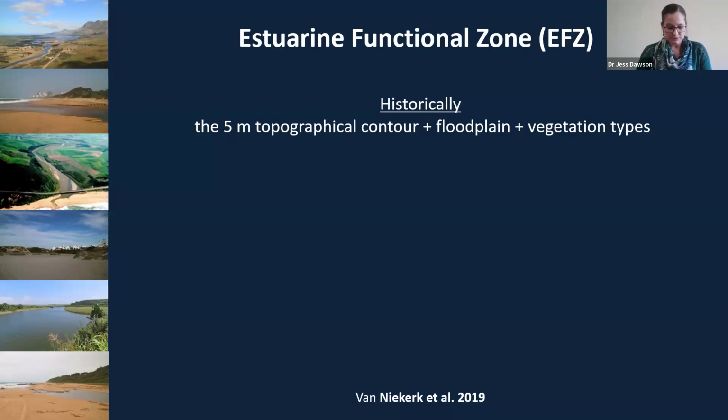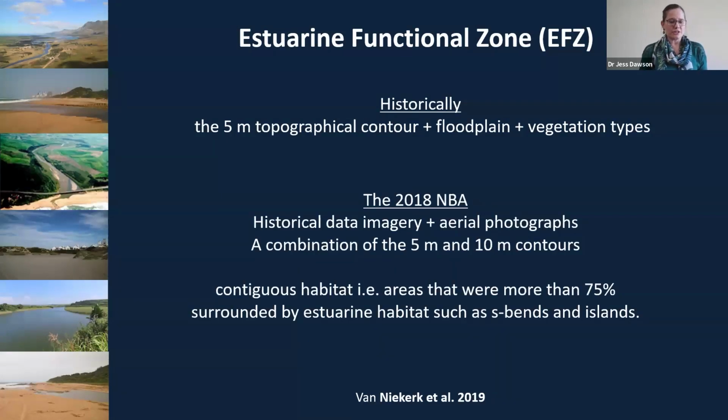More recently, in the NBA, the National Biodiversity Assessment, they've changed and improved this delineation by including a number of different factors. They now look at historical imagery. So we have satellite imagery, which is great. They look at aerial photographs. They take into account the combination of the 5-meter contour and the 10-meter contour.